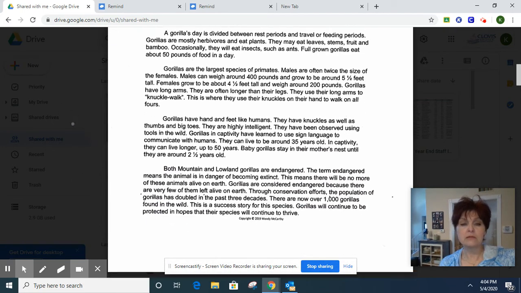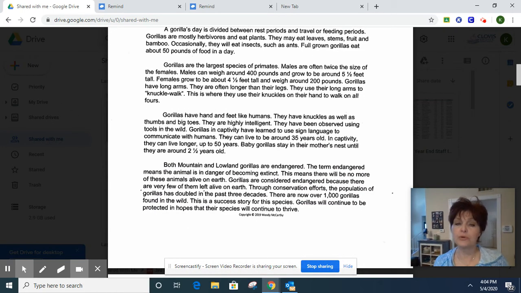Gorillas are the largest species of primates. Males are often twice the size of the females. Males can weigh around 400 pounds and grow to be around 5.5 feet tall. Females grow to be about 4.5 feet tall and weigh around 200 pounds. Gorillas have long arms. They're often longer than their legs. They use their long arms to knuckle walk. This is where they use their knuckles on their hands to walk on all fours.